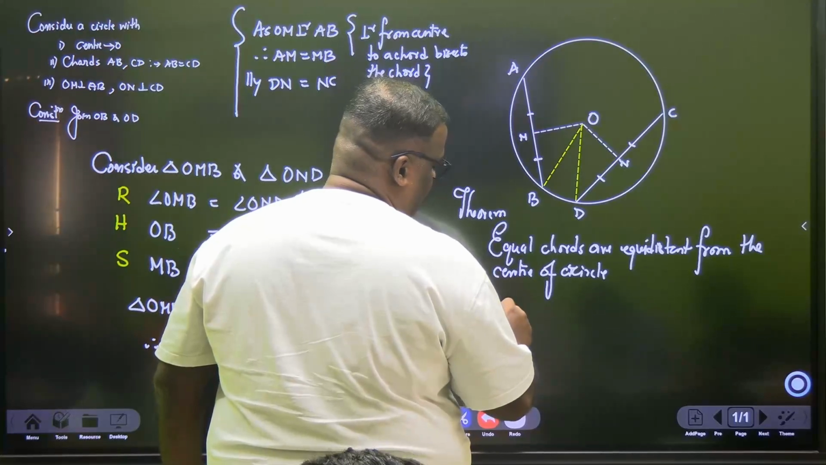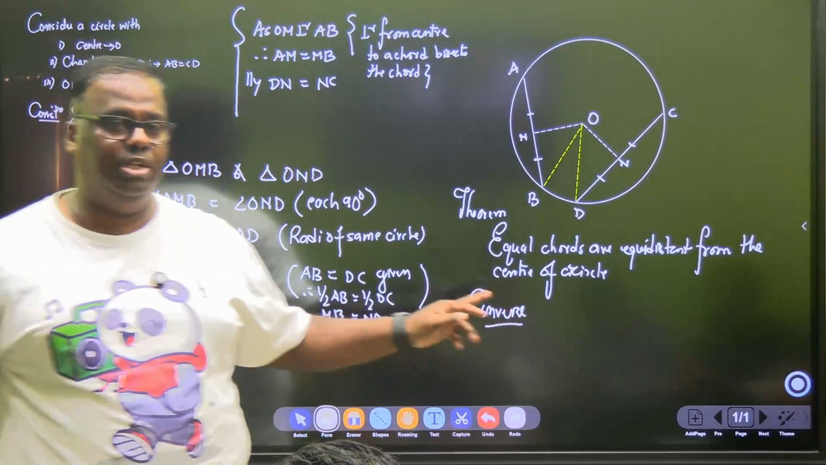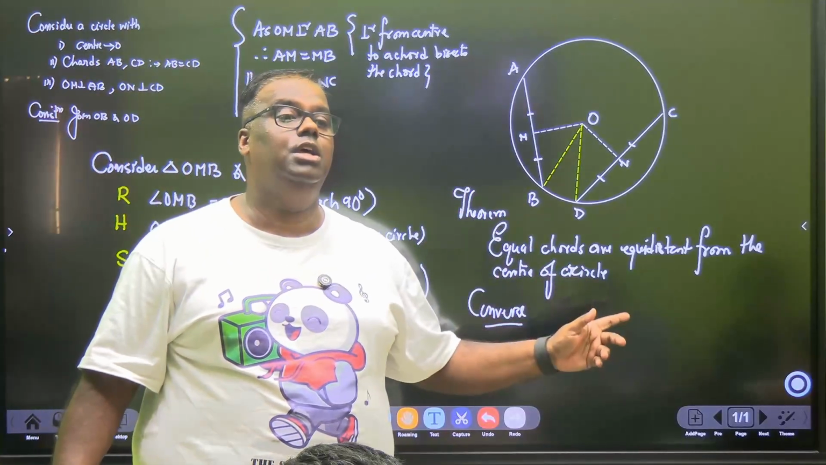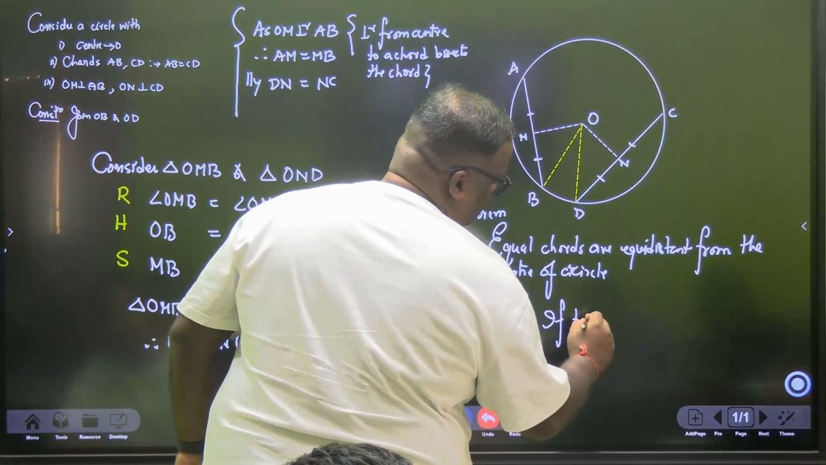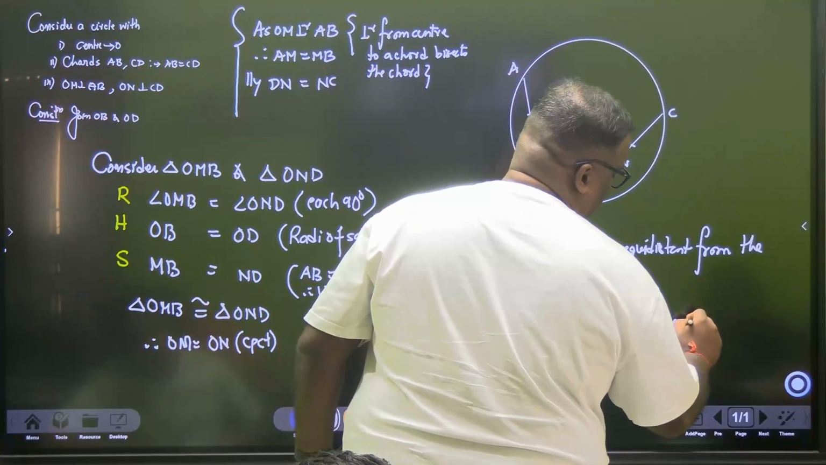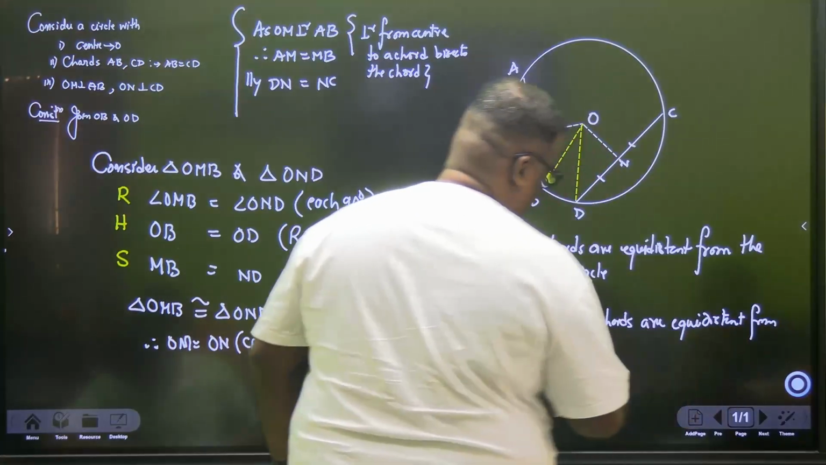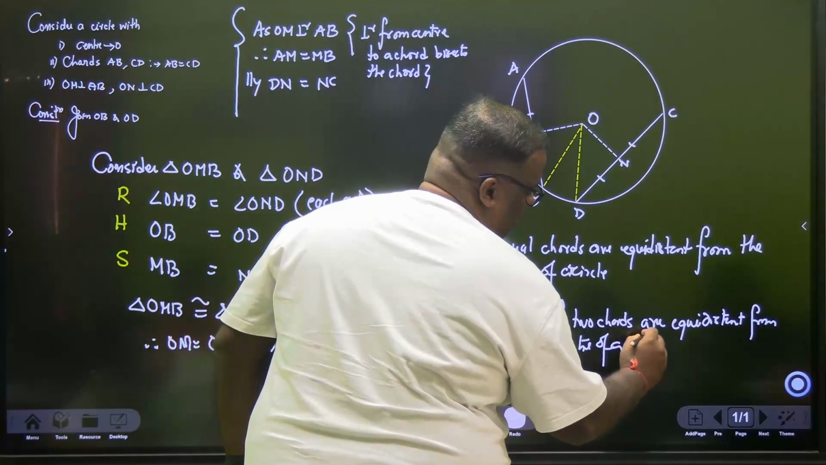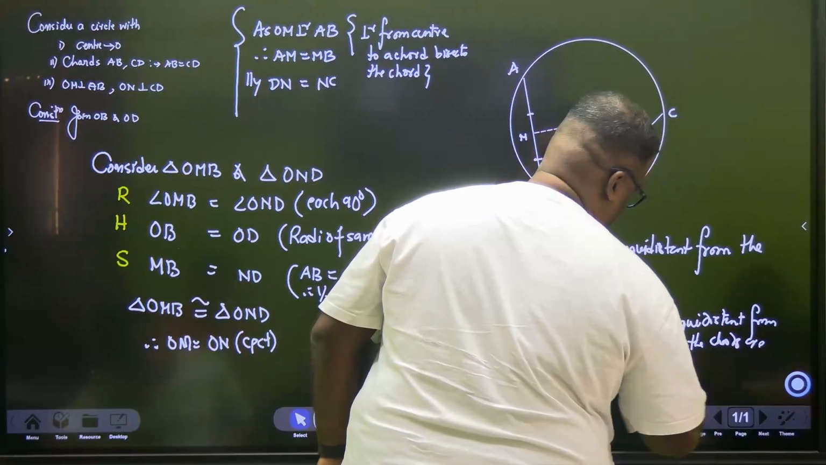Now, when we go for its converse, what is the input here? Equal chords. What is the output? Equidistant. For the converse, we just reverse it. So we say if two chords are equidistant from the center, then they are equal. Yeah, write that. So the converse now becomes: if two chords are equidistant from the center of a circle, then the chords are equal.